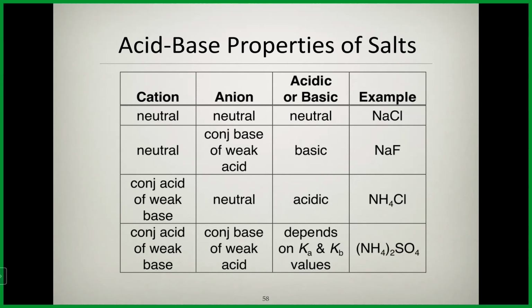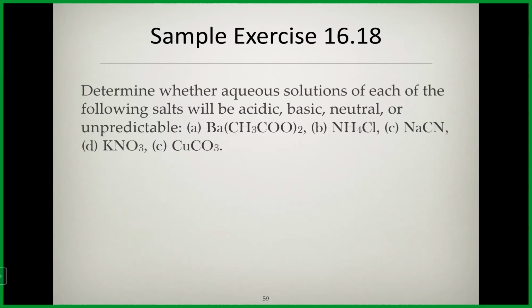And then, like I said, with something like ammonium sulfate, where both of those ions are going to be a conjugate acid or conjugate base of a weak base, weak acid, we would have to look specifically at the Ka and Kb values for those two ions in order to determine which one's going to be more important for that particular solution.